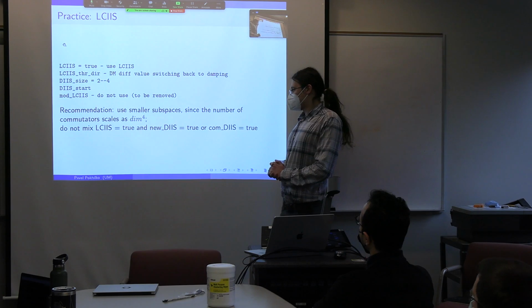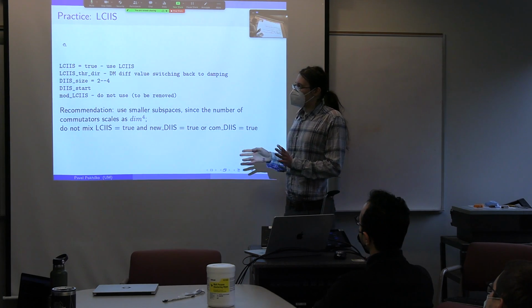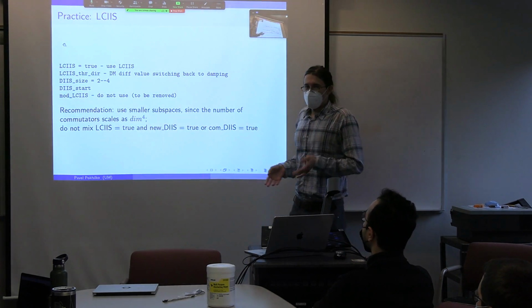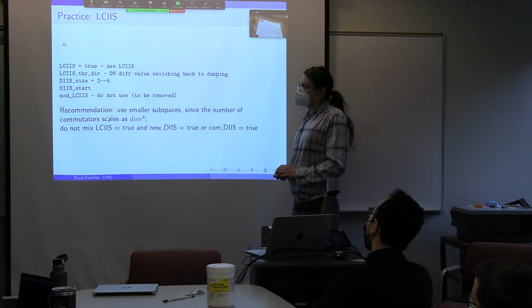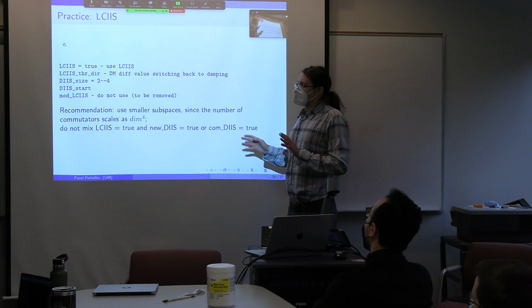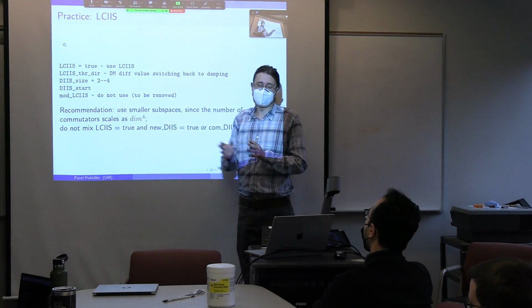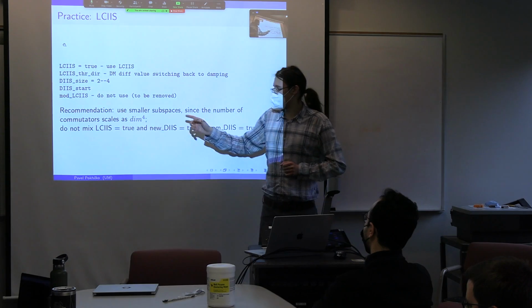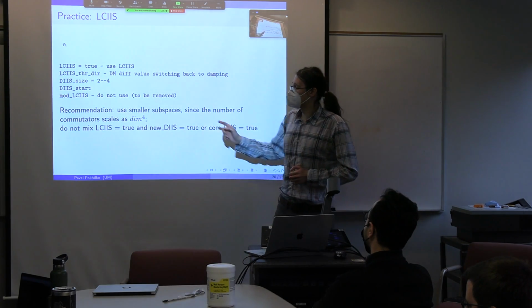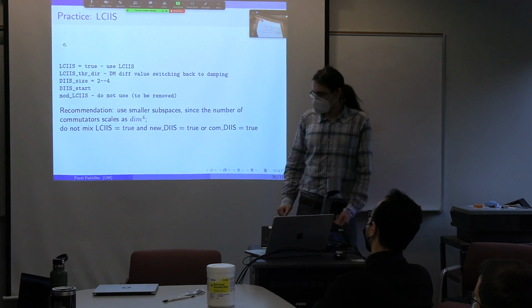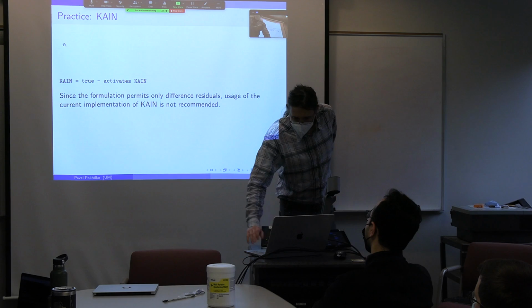So I recommend to keep it reasonably small, like 2 to 4, maybe 5 if you have a nitrogen molecule, right? DIIS is more forgiving in terms of cost with the subspace size, but LCIS is worse in terms of scaling. So keep it small.